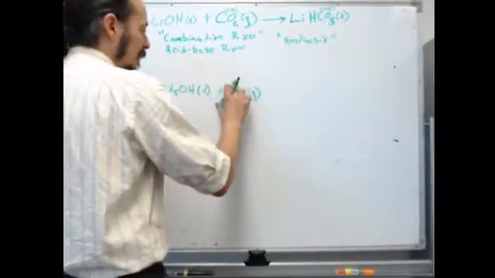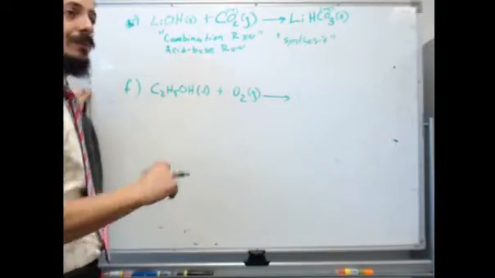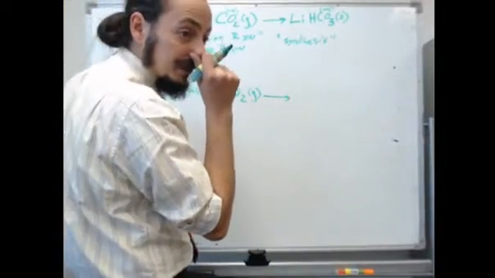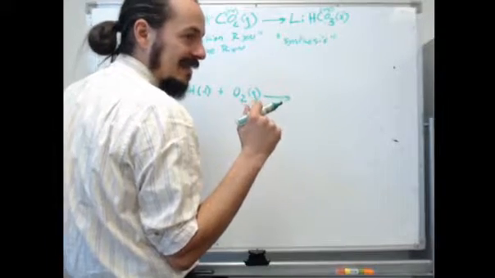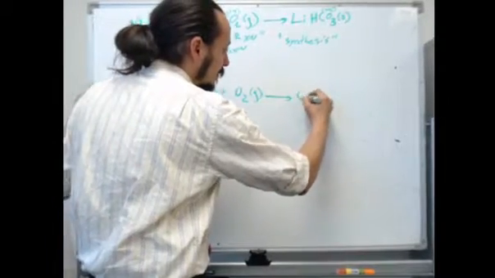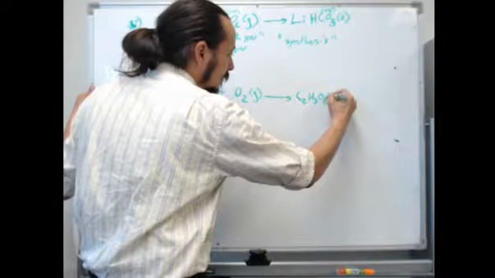So then this is going to produce, let's get rid of that. What do we produce? Acetic acid. What's the formula for acetic acid? C2H3O2, with the H somewhere in front of that.